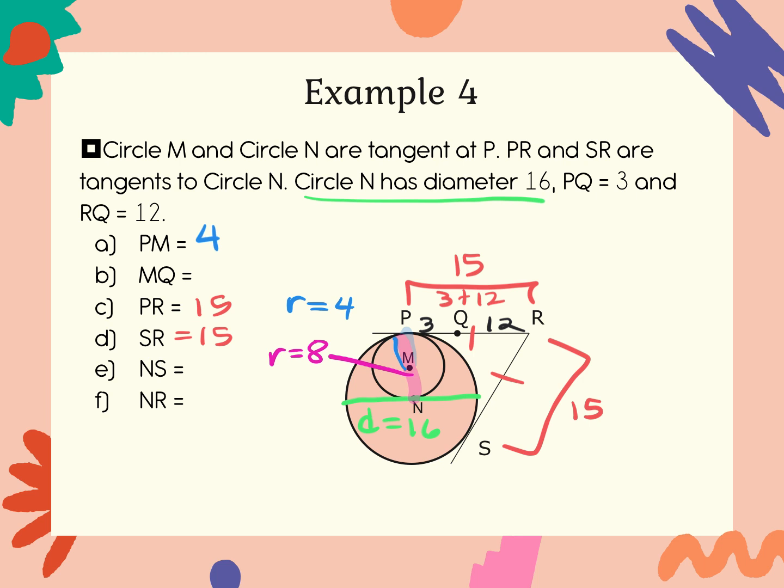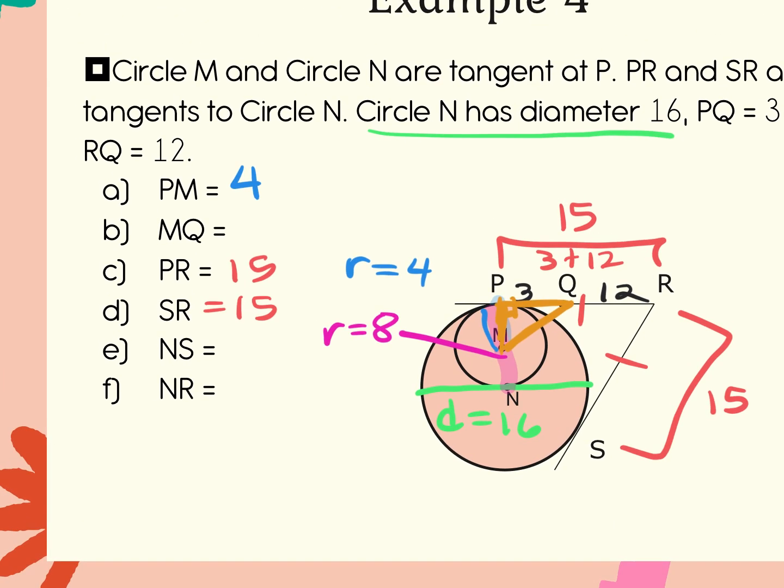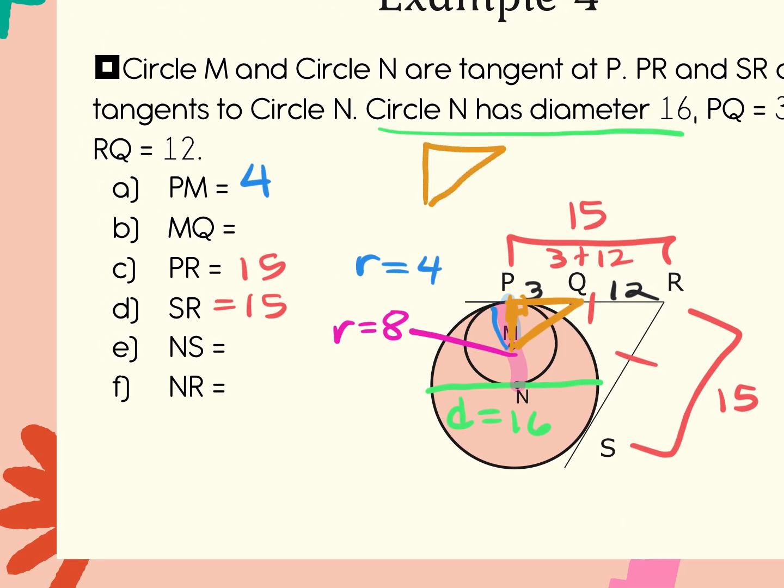Now, for MQ, since point P is a point of tangency, I know that there is, at the end of this radius, a right angle. So MQ is actually the hypotenuse of that right triangle. So I'm going to pull this little gold triangle out. And I already know that this side is 4 and this side is 3. So if this is 4 and this is 3, to find the hypotenuse, common triple.